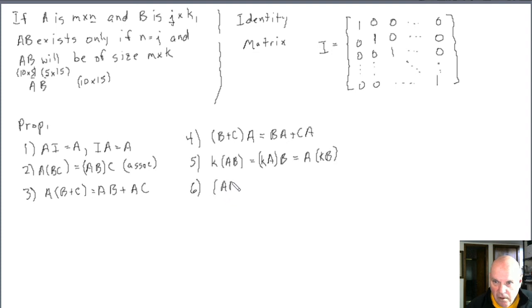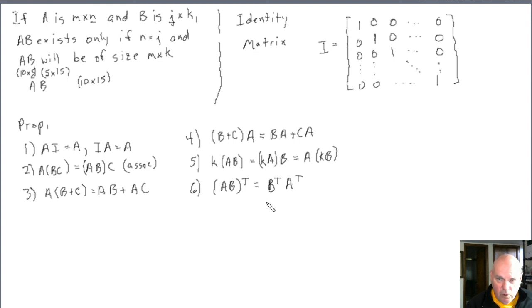Okay, and then the last one is the transpose of a product is equal to the product of the transposes in reverse order. So that's key to remembering this. AB transpose is equal to B transpose times A transpose. And you can verify that if AB is compatible for multiplication, then B transpose A transpose is also compatible for multiplication.